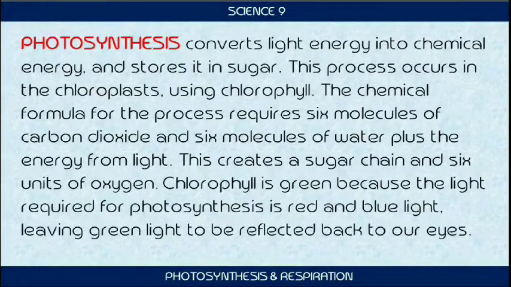Photosynthesis converts light energy into chemical energy and stores it in sugar. This process occurs in the chloroplast using chlorophyll. The chemical formula for this process requires 6 molecules of carbon dioxide and 6 molecules of water plus the energy from light. This creates a sugar chain and 6 units of oxygen.